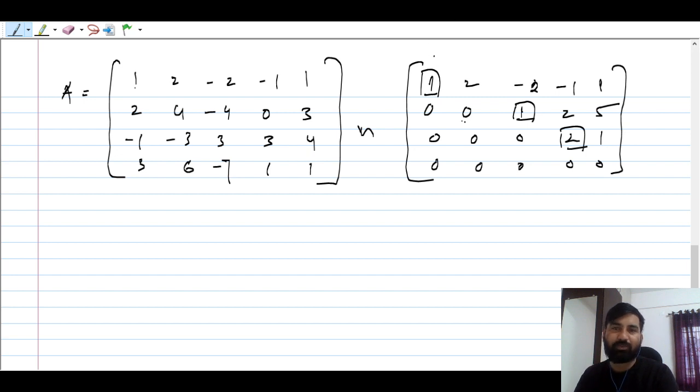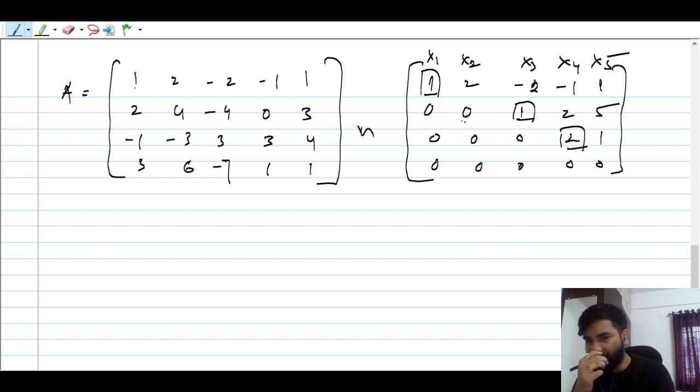You can say suppose this is x1 here, x2, x3, x4, x5. See, each unknown corresponds to one column, right? So here the pivots, where pivots are present, you can understand the column which has a pivot. That variable corresponding to that column is known as a basic variable or dependent variable, right? But the columns where no pivots are present, you can see here x2 does not have any pivot, x5 does not have any pivot, right? So you can say that x2 and x5 are the free variables. In this manner you can calculate. But there is a formula also.